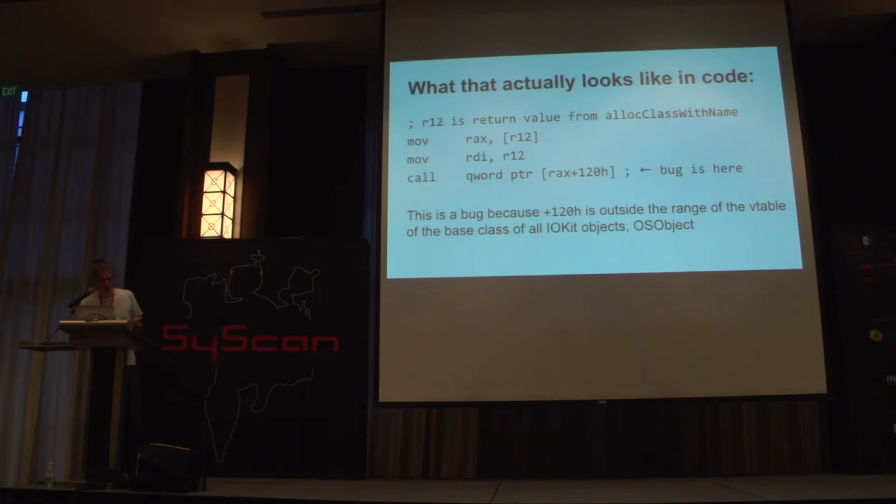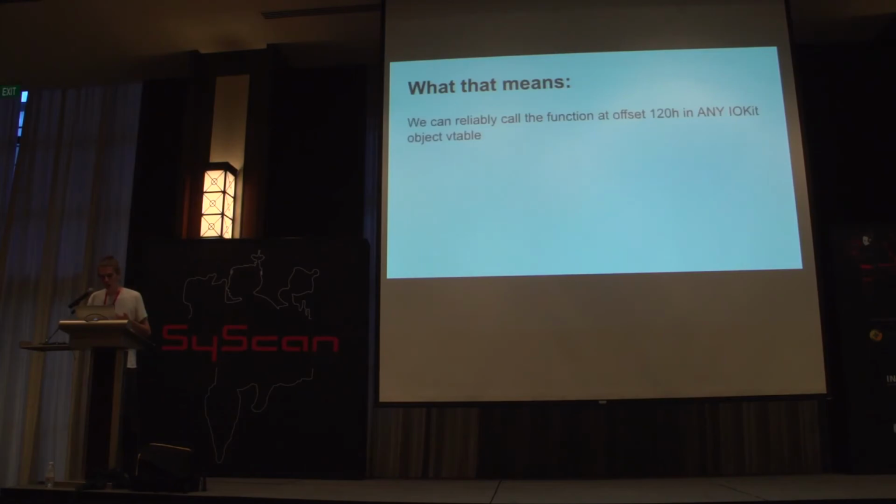To most people, this would not stand out as a bug. And in fact, only when you've stared for long enough in IDA at various Iokit kernel methods do you realize that actually hex 120 is outside of the size of the vtable of the base class of all Iokit objects, which means this is actually calling a virtual method on IO surface or one of its derived children. What that means is that we can reliably call the function at offset hex 120 in absolutely any Iokit object vtable.